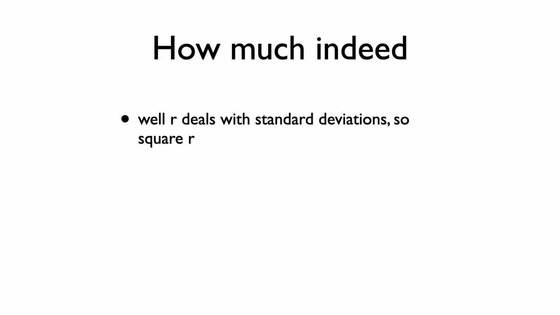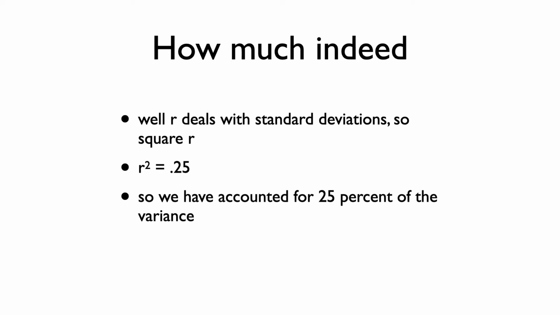Well, r deals with standard deviation. So let's square r and we'll get how much shared variance there is. Right? So in that case, little r squared, 0.5 squared, is 0.25. Okay. So what that's saying is a quarter of the variance, or 0.25. So 0.25 of the variance in y is accounted for by variance in x. Okay? 0.25. It means there's 75% left we haven't explained.